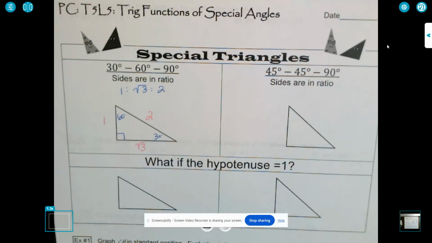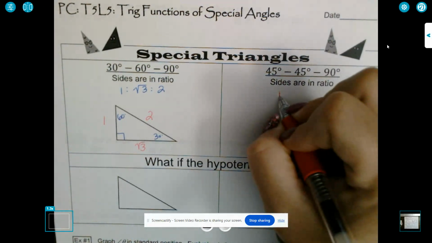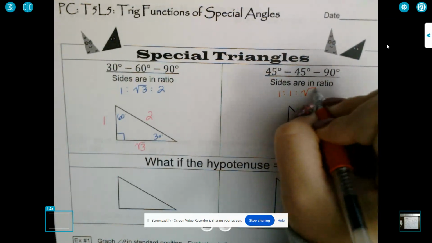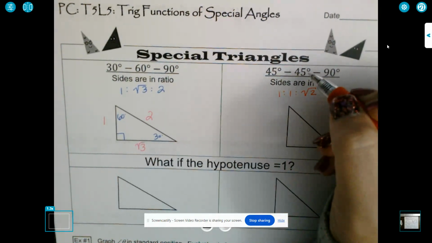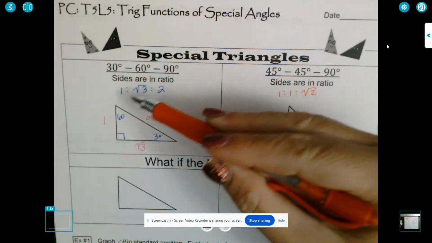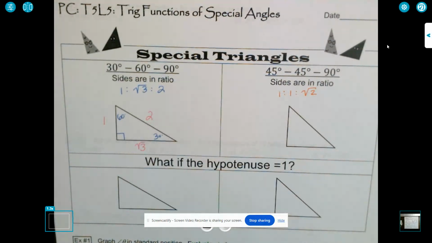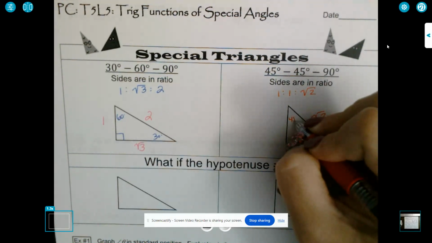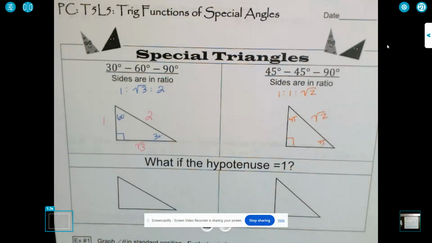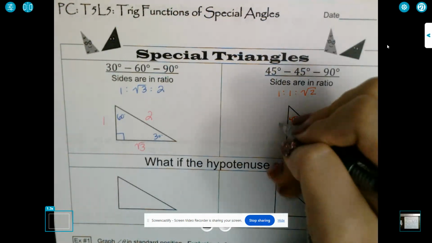So then 45, 45, 90 is similar, except its ratio is going to be 1 to 1 to square root of 2. And if y'all were to type in the square root of 2, you would notice it's a little bit more than 1. Same thing here. Square root of 3 is between 1 and 2. So 1 to 1 to square root of 2, okay, my hypotenuse is square root of 2, and these angles are equal. So then my two sides here are 1 and 1.